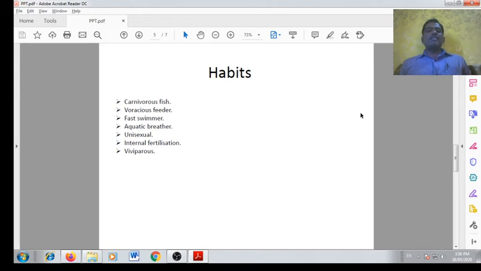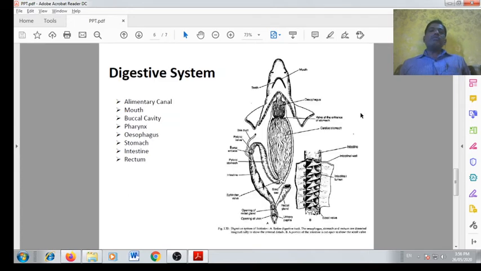The fertilization is internal fertilization, and Scoliodon is a viviparous organism. That means female Scoliodon give birth to young ones. Then let us consider our first system from Scoliodon, that is the digestive system.